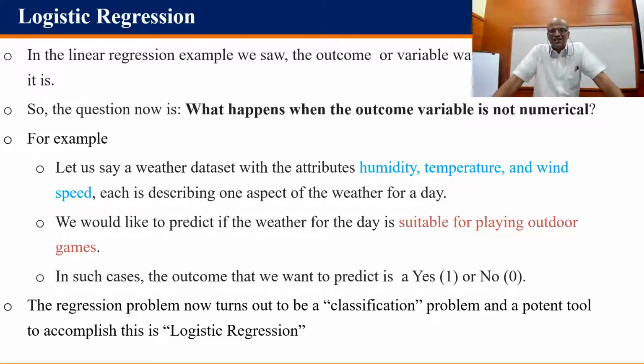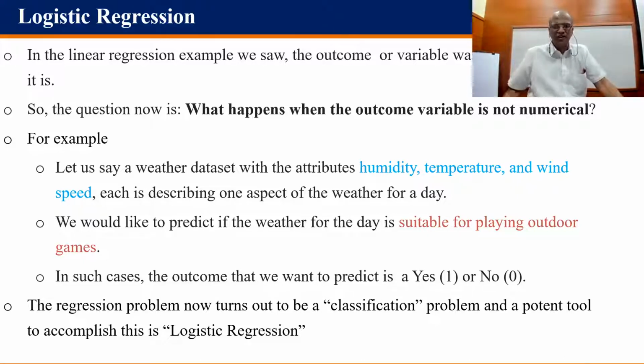In such cases, the outcome that we want to predict is yes, 1, or no, 0. So it is the same regression problem, but the output is now 0 or 1. You understand? So far, the output is basically the square of the radius of the circle in this case, or in that y objective function, which can be real numbers.